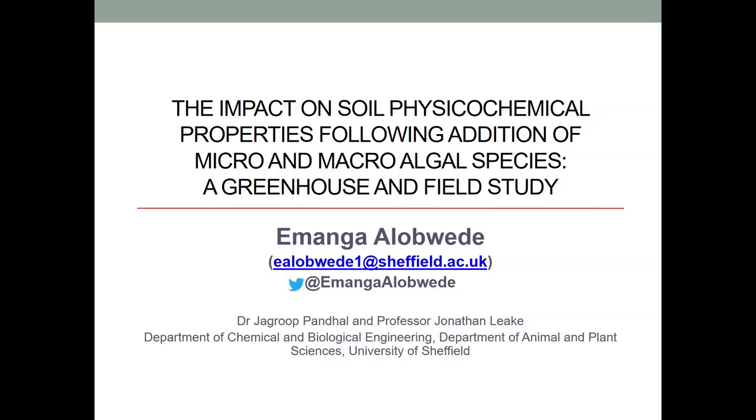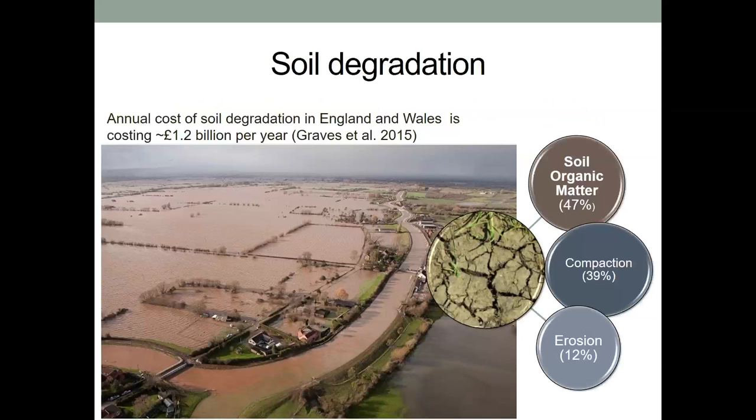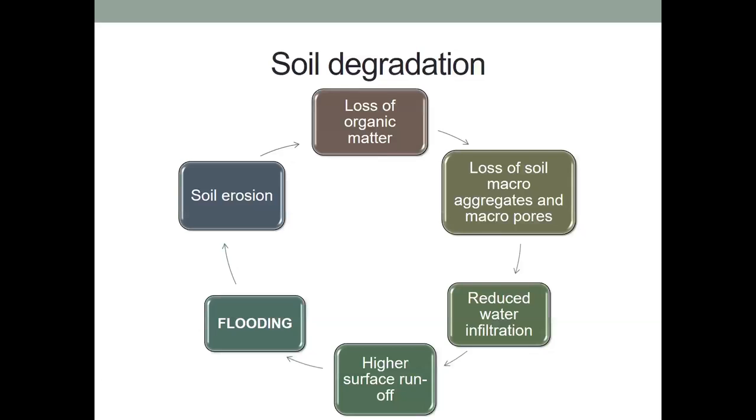My research is looking at algae as a sustainable soil conditioner, and I'm a PhD student at the University of Sheffield. So as you all know, soil degradation results from intensive and unsustainable farming and land management practices in order to produce enough food to feed a growing population. Last year, a research group from Cranfield University estimated the amount of quantifiable soil degradation to be approximately 1.2 billion pounds a year, and this value was mainly linked to the loss of soil organic matter, which is important in holding soil particles together to give it a structure and creating macroaggregates.